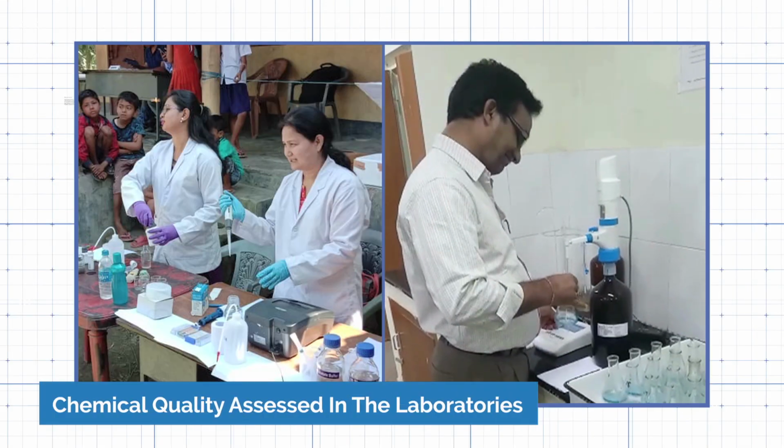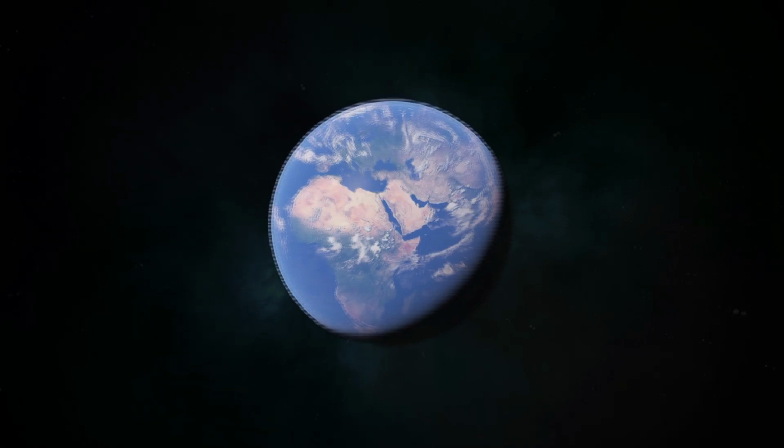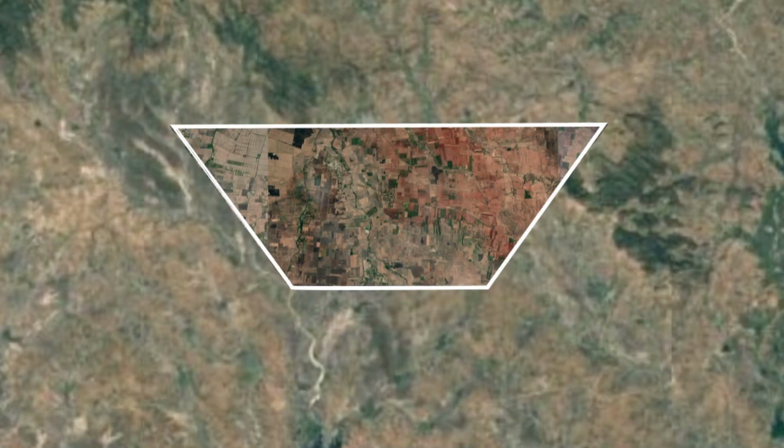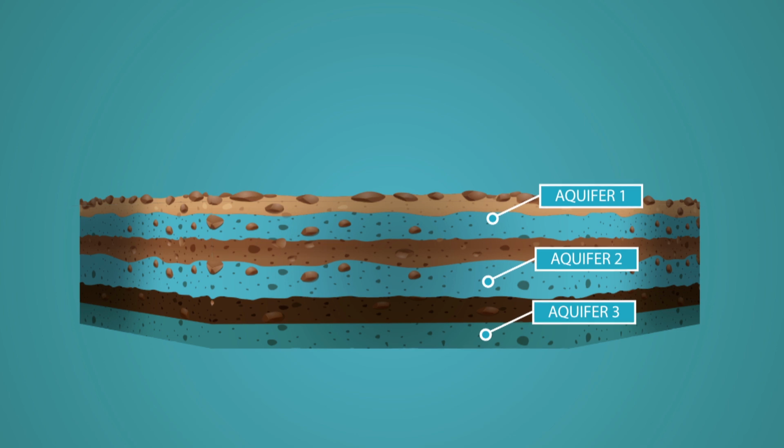Chemical quality is assessed in the laboratories. Water levels are measured through the piezometers. All this information is synthesized to prepare the 3D aquifer models, characterize the aquifers, estimate quality of water and assess volume of water entering into and going out of the aquifers. Based on this information, the management plans are prepared.